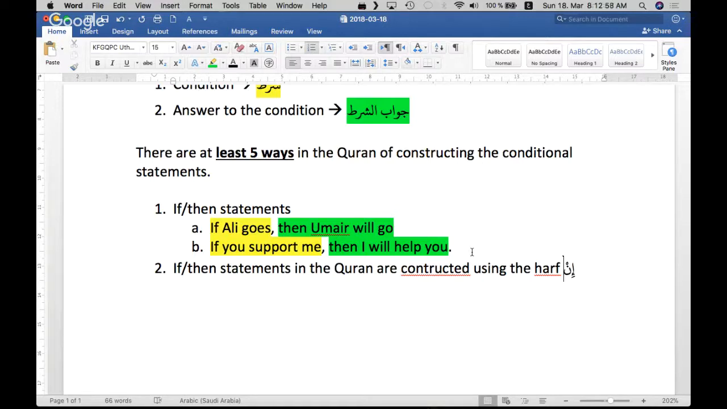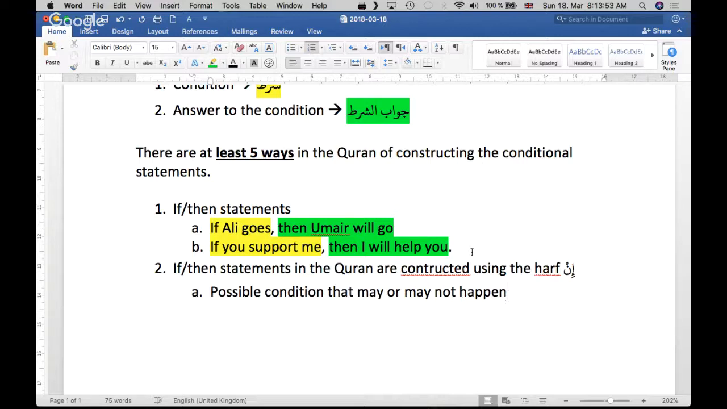Just a few points here. When you construct conditions with "in", these conditions are possible conditions that may or may not happen. No condition is a 100% condition. There are conditions which are impossible to happen, and conditions which are possible, which may or may not happen. The conditions constructed with "in" are possible conditions. For example, if Ali goes, then Umar will go.